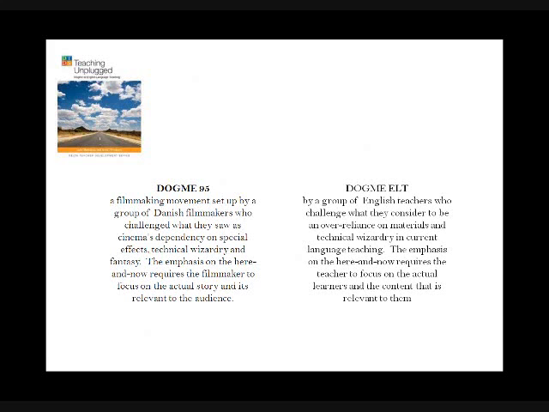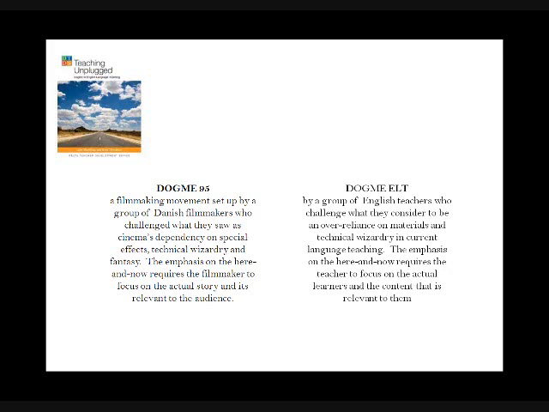The idea behind Dogme ELT stems from, and you can see there on the left, a filmmaking movement set up by a group of Danish filmmakers who challenged what they saw as cinema's dependency on special effects, technical wizardry, and fantasy. The emphasis here is on the here and now requires the filmmaker to focus on the actual story and its relevance to the audience. Basically, they wanted the film to get back to the roots, which is storytelling, not on the special effects, which a lot of feature films tend to focus on now, more than the storytelling itself.